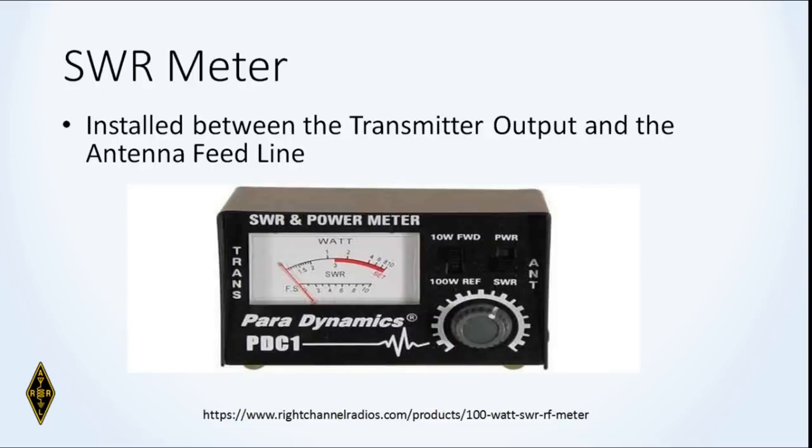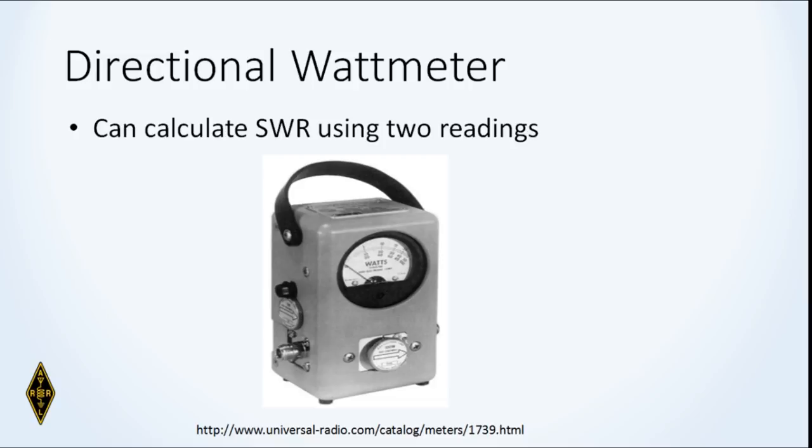In fact, right now, a standing wave ratio meter, SWR meter, is installed between the transmitter output and the antenna feed line. And it will tell you what the standing wave ratio is between your transmitter and the antenna system. It doesn't really tell you what's going on at the antenna, but it tells you what's going on with the combination of the transmission line and the antenna. You can also use something called a directional watt meter to find the standing wave ratio. And remember, the standing wave ratio is just telling you how well impedance matched your system is.